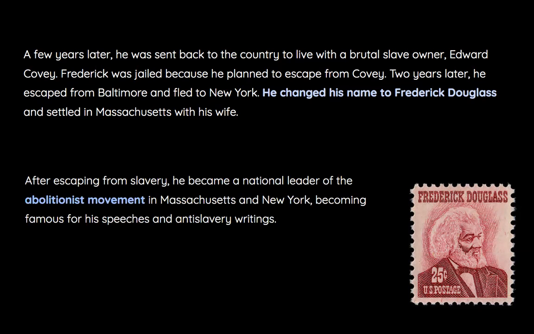After he escaped from slavery, he became a national leader of the abolitionist movement in the states of Massachusetts and New York. He became very famous for his speeches and the writing that he did about anti-slavery. In this bottom corner, you see a drawing of Frederick Douglass. This is from the 1960s, where he was honored on a postal stamp.